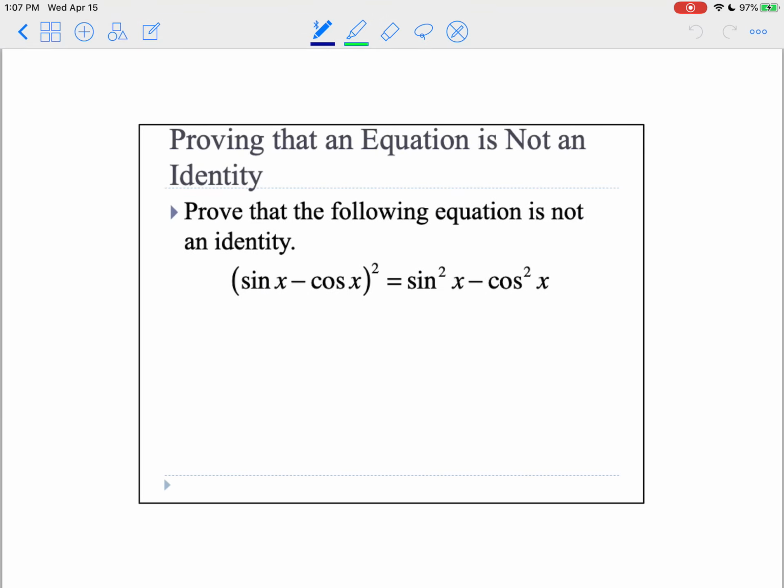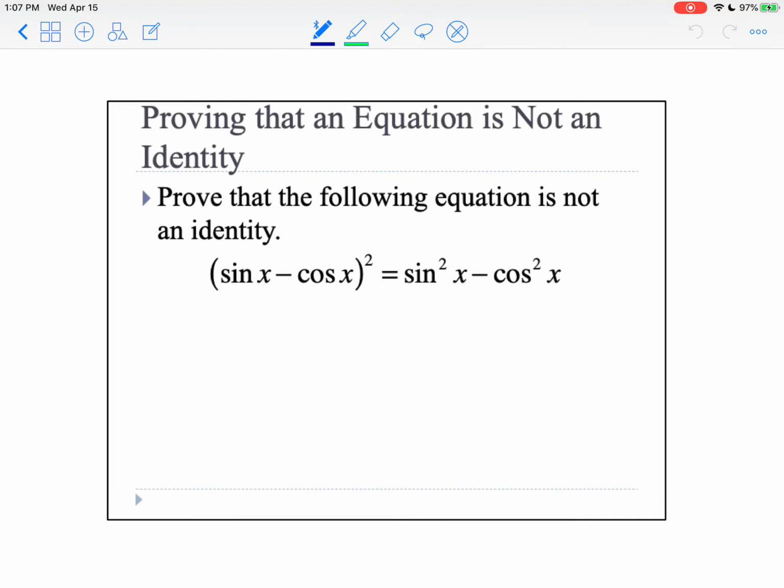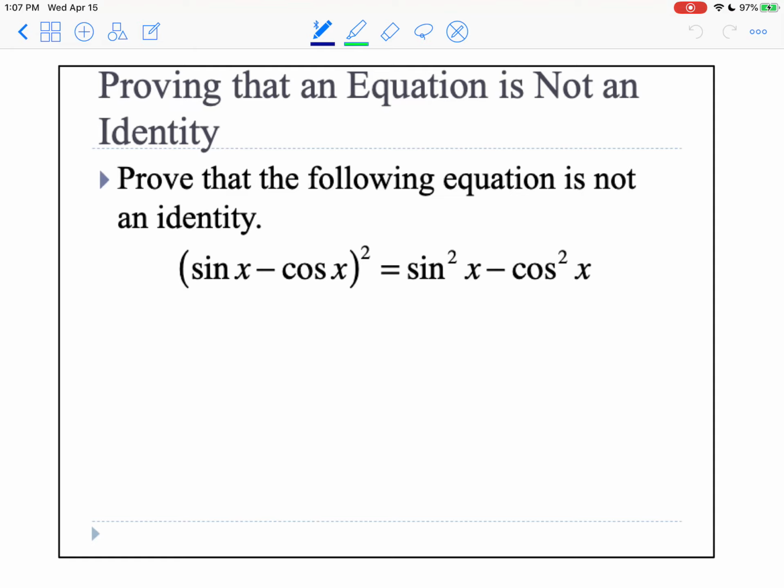So let's take a look at an equation that's not an identity. An identity is an equation where both sides are equal, okay? We want to prove that these two sides are not the same. So we're going to start with our trig identity plan book. The systematic way of working on these identities is to work on each side separately and try to get them to look the same, okay?